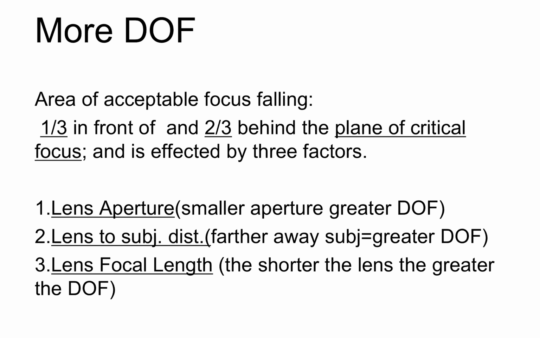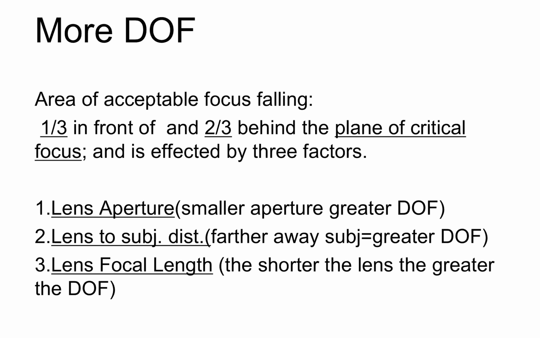We could say that depth of field is the area of focus that falls 1/3 in front of and 2/3 behind the critical plane of focus. And remember, the critical plane of focus is determined by the angle of the camera. So we're dealing with 1/3 in front of and 2/3 behind where we place the focus, because we're always placing our focus on that critical plane of focus.